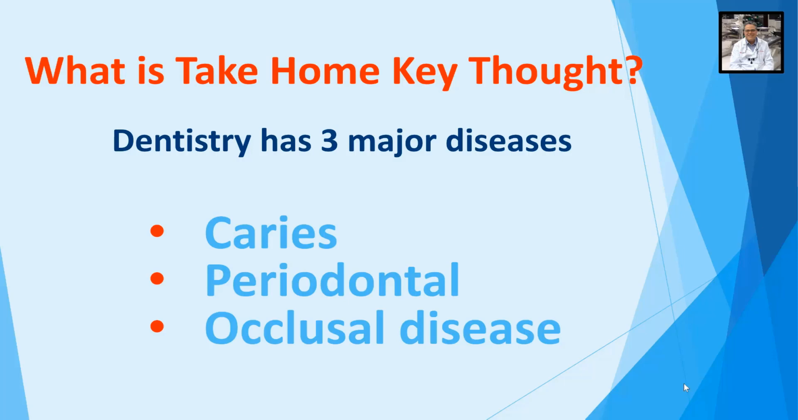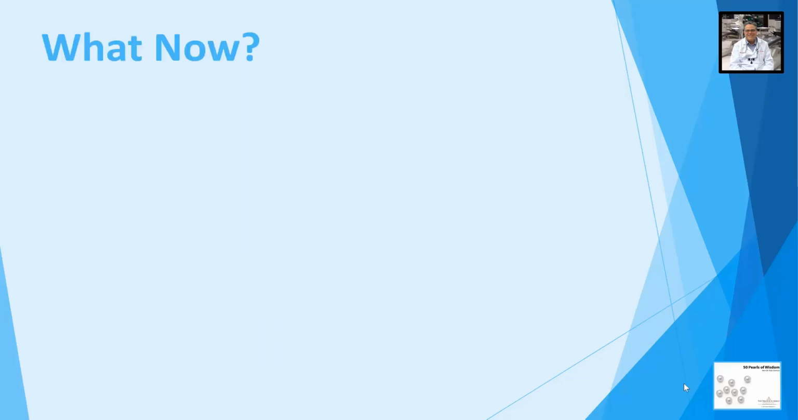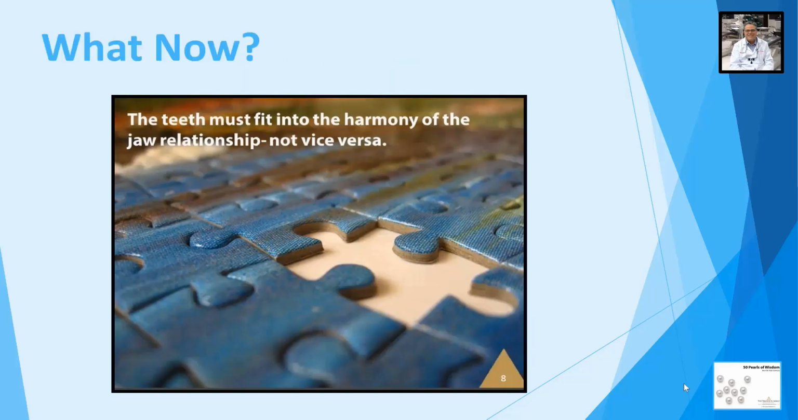And this really is good because it gives you a whole other way to think. It also helps you be more comprehensive in your evaluation and often more comprehensive in your treatment, because it's common that the occlusal disease needs to be managed with more types of treatments or different options available to us. What now? Well, the teeth must fit into the harmony of the jaw relationship, not the other way around.